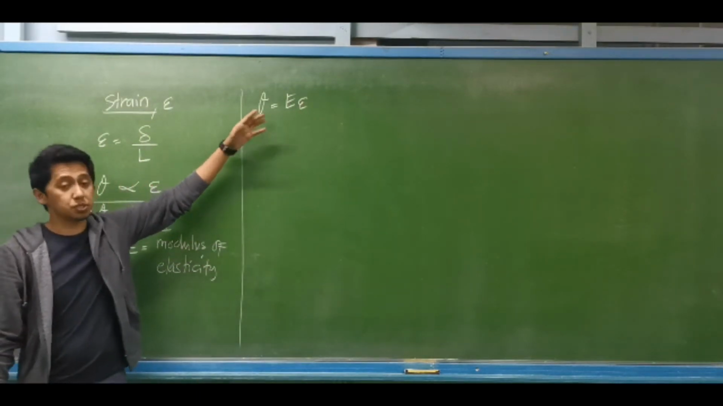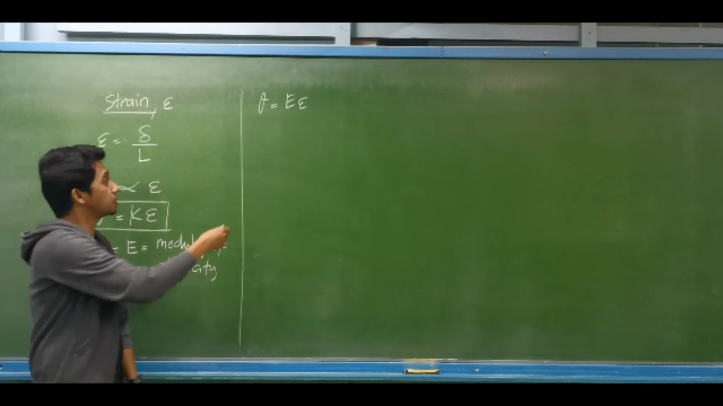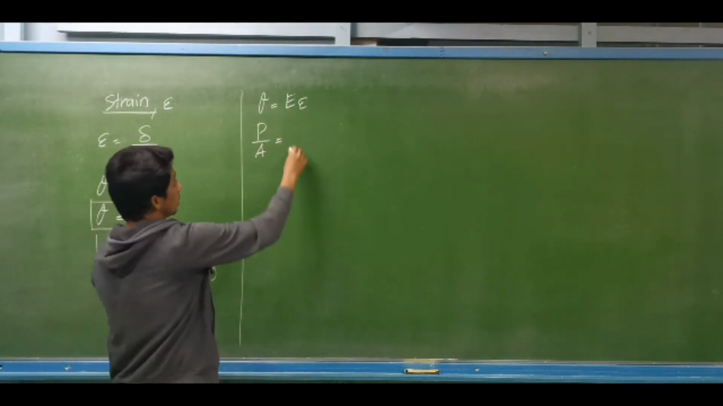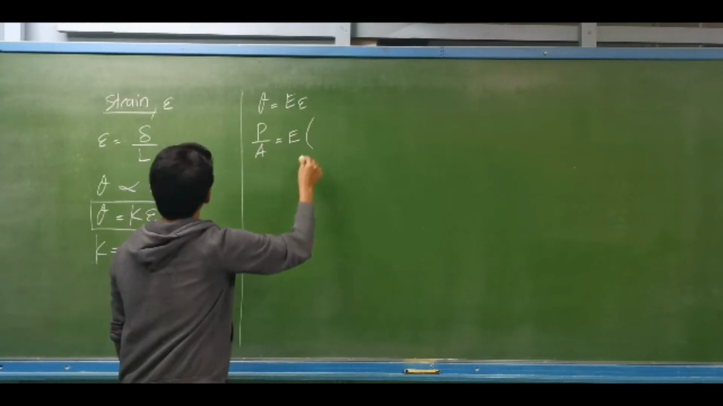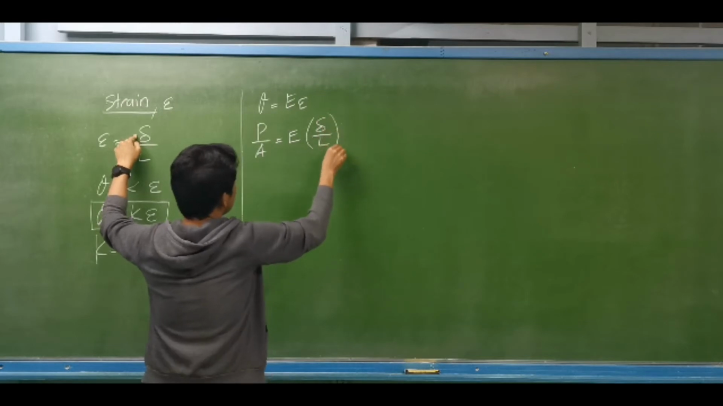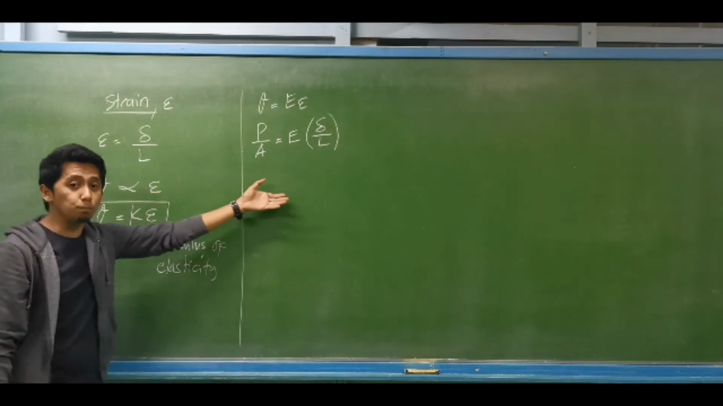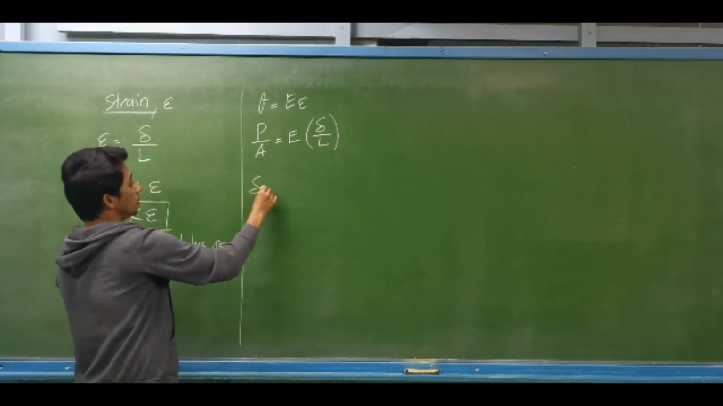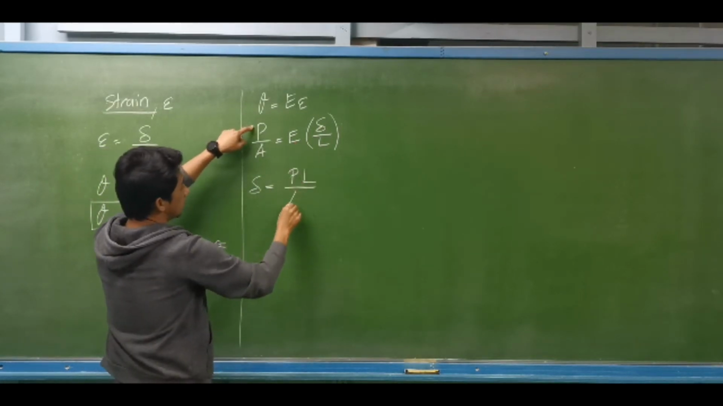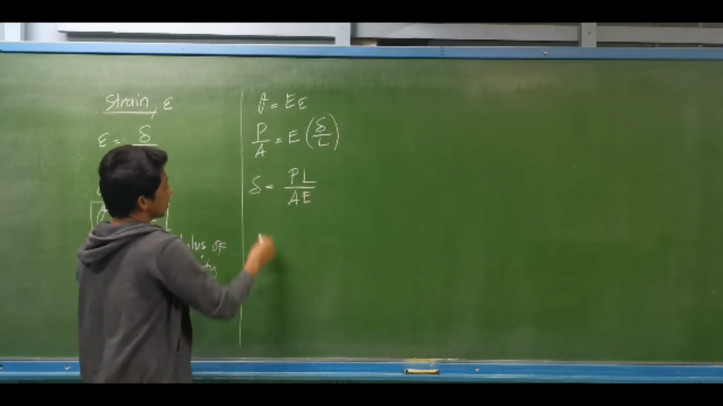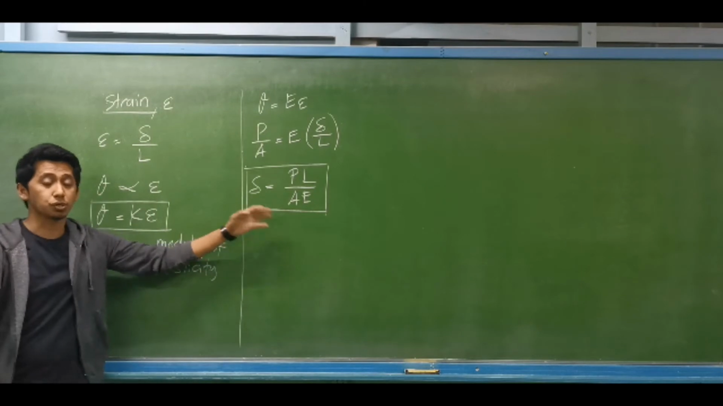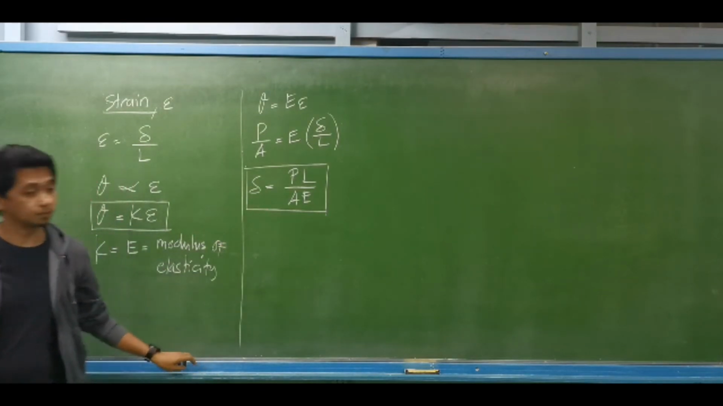What is the equivalent of stress? For a normal stress, that is the force divided by the area, equal to the modulus of elasticity times the strain, which is the ratio of the deformation over the original length. So computing for the deformation, it is equal to the force times the length divided by the area multiplied by the modulus of elasticity. This is our formula for axial deformation. So let's have an example.